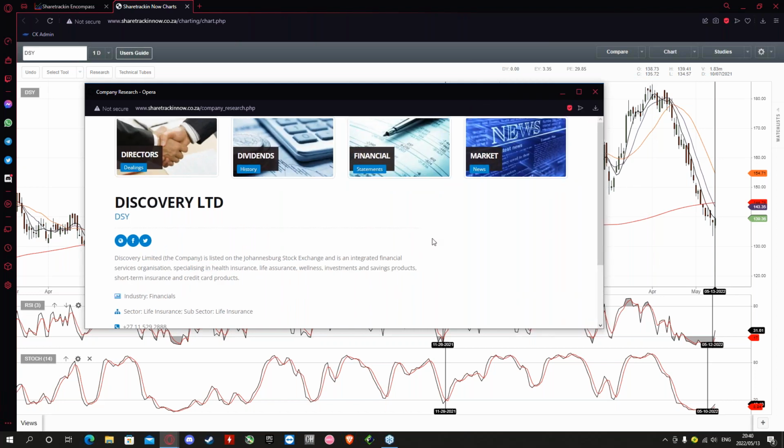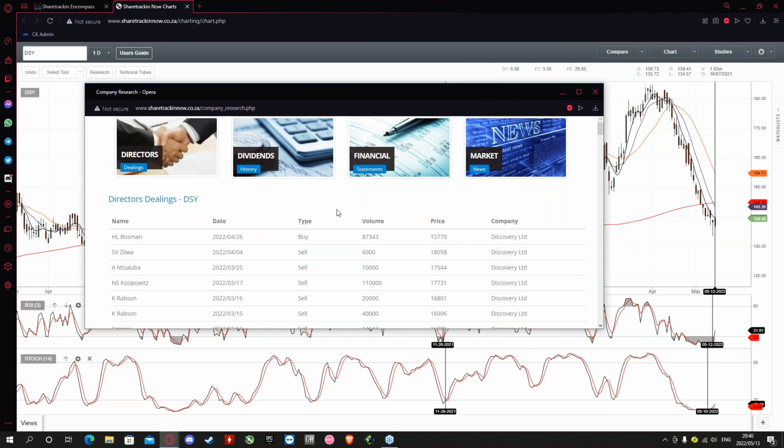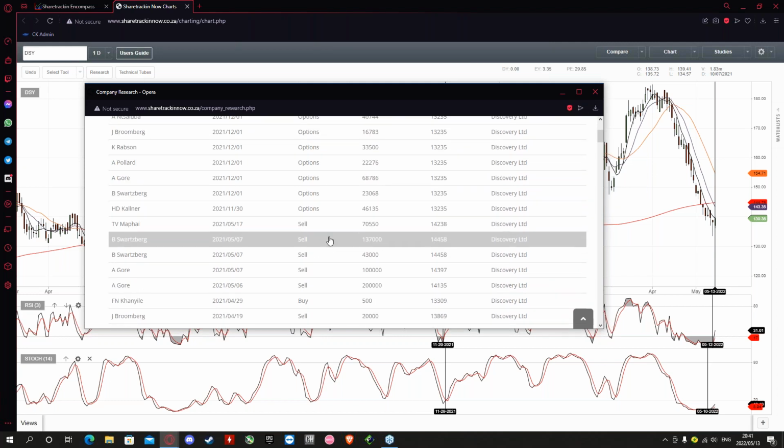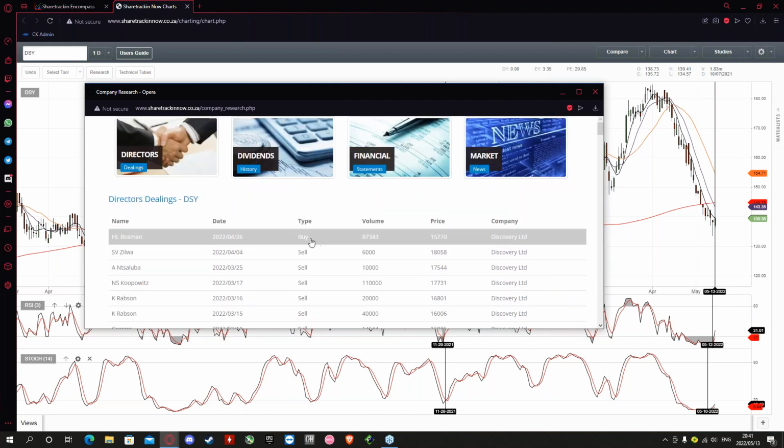So your directors dealings, for instance, if you want to work on your directors dealings, we'll see that H.L. Bosman, for instance, has bought now on the 26th of the 4th. He has bought some shares, okay, in Discovery. Most of them previously have sold, so you'll see that some took options, most of them sold, but Bosman bought. All right, so that one guy out of all of them is the only one that bought in the last couple of days, okay, or in the last month. Okay, so he's the only one that bought, so something might be up.